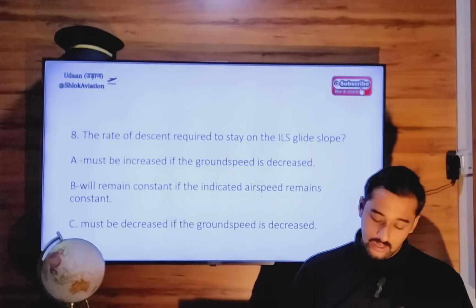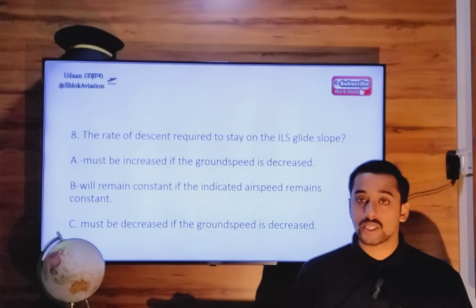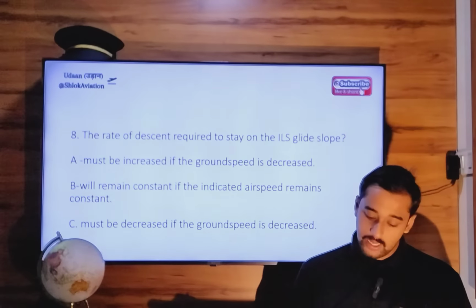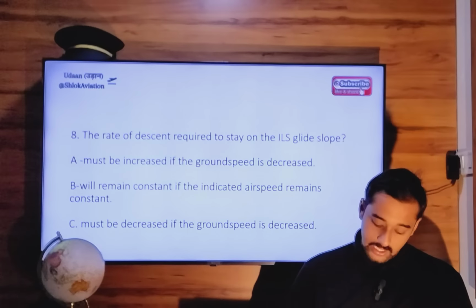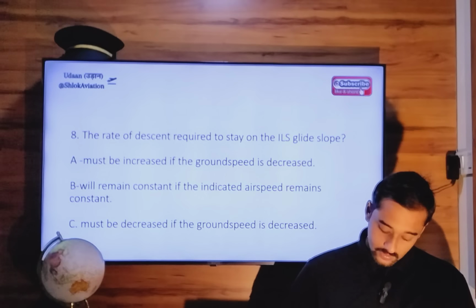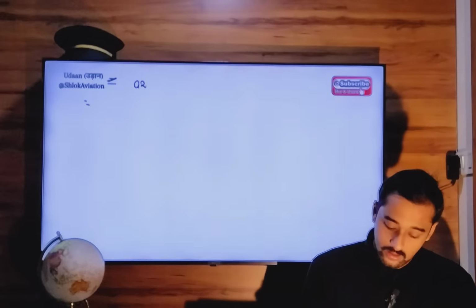Next, the rate of descent required to stay on the glide slope must be increased if ground speed is decreased. Now, ground speed is decreased means your ground speed is decreased.